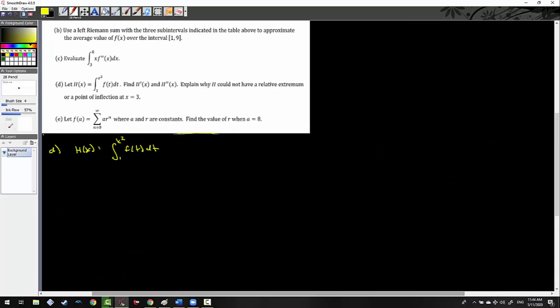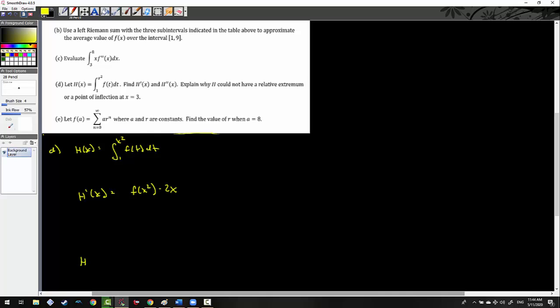And we are back with part D. We're letting h of x equal the integral from 1 to x squared of f of t dt. They want us to find h prime of x and h double prime of x. So let's go ahead and do that. So h prime of x is going to be the second fundamental theorem with a little bit of a twist. F of x squared times 2x for chain rule.